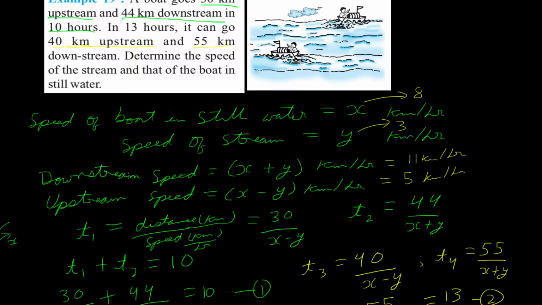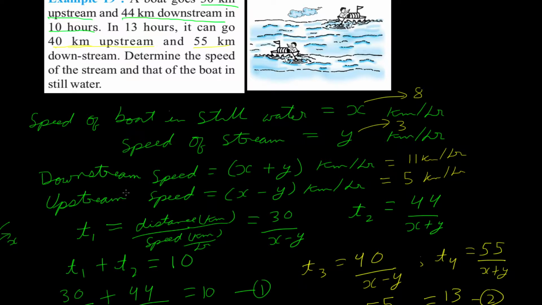Now the first thing we need to realize is when you go downstream, the speed of stream adds to still water. So the downstream speed will be x plus y. It gets added to what is your speed in still water. Whereas when you go upstream, the water flow is against you. So the final speed that you will have going upstream will be x minus y kilometer per hour.